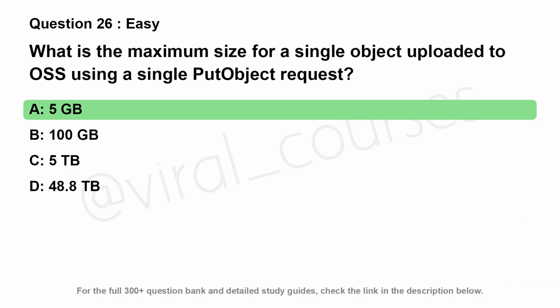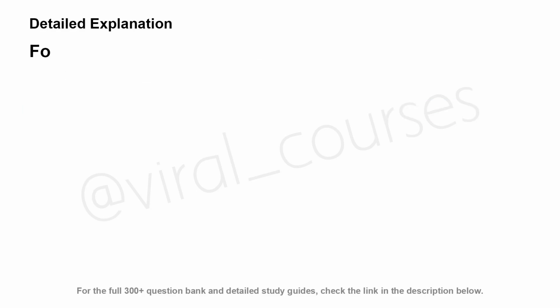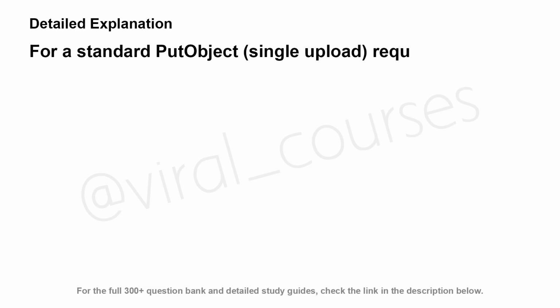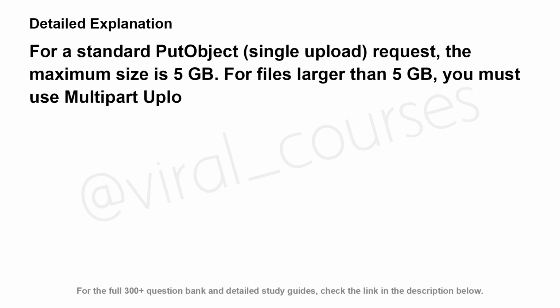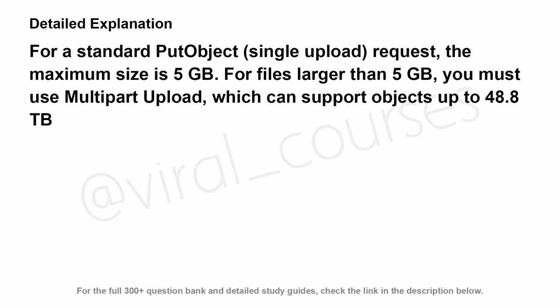The correct answer is A. For a standard put object, single upload request, the maximum size is 5 GB. For files larger than 5 GB, you must use multi-part upload, which can support objects up to 48.8 TB.